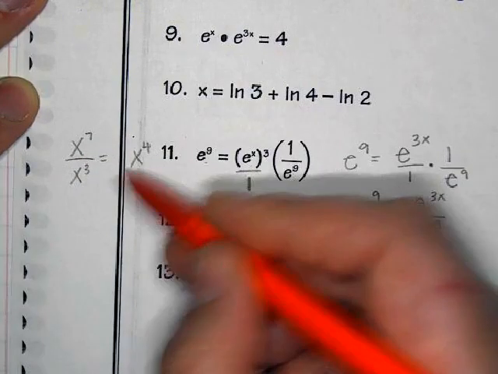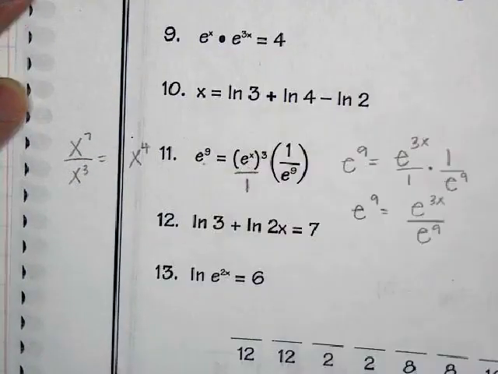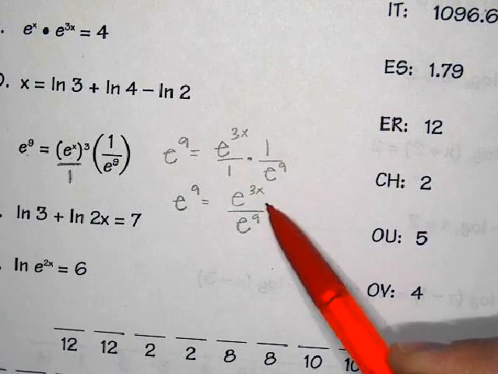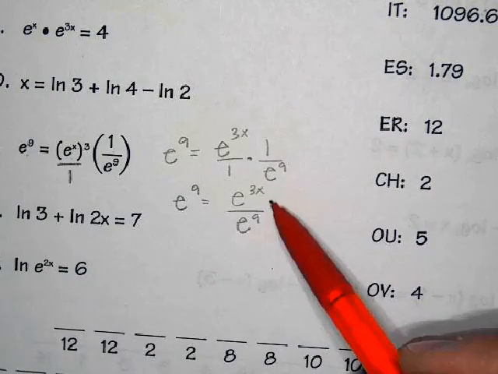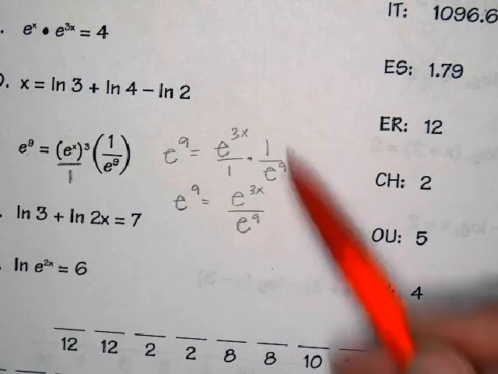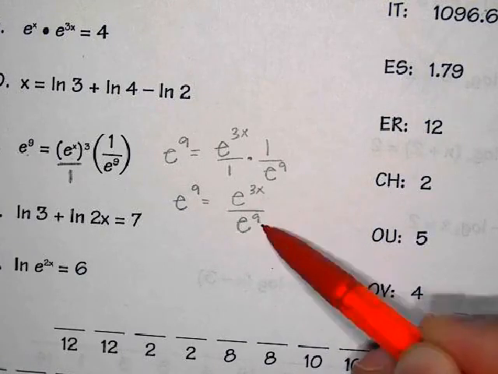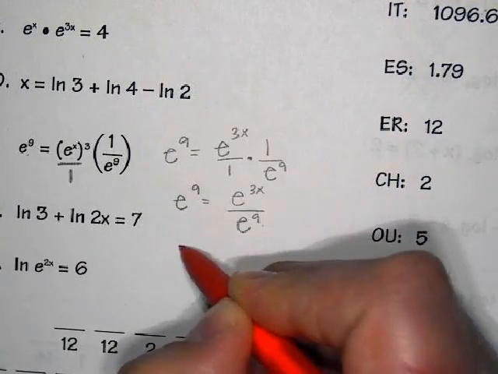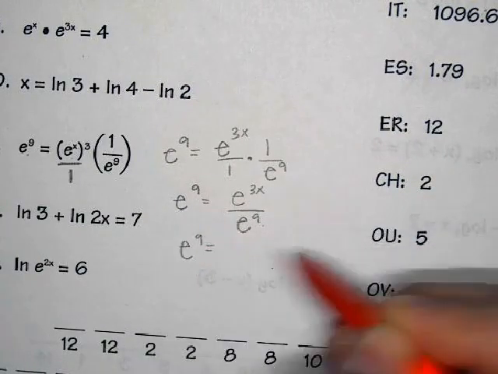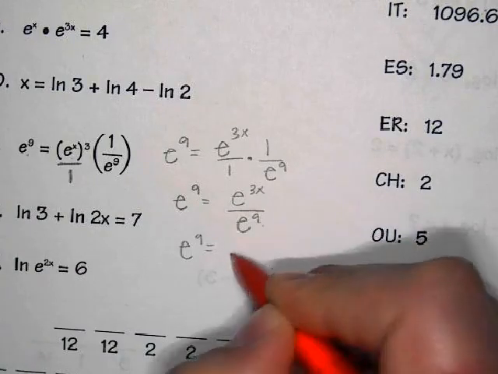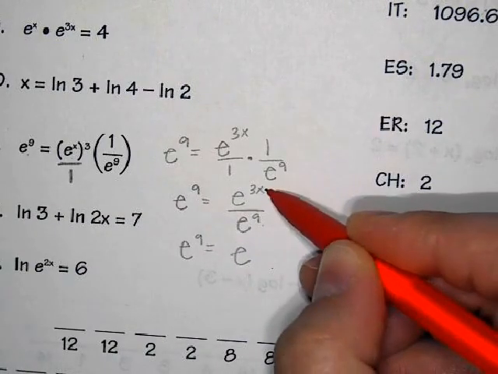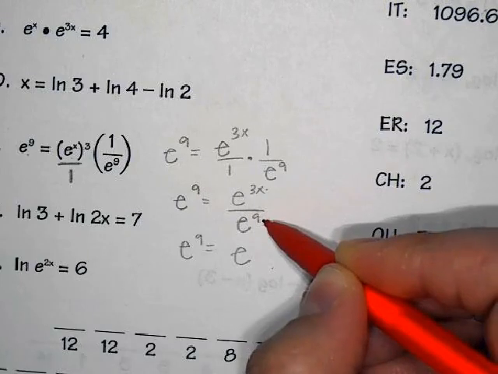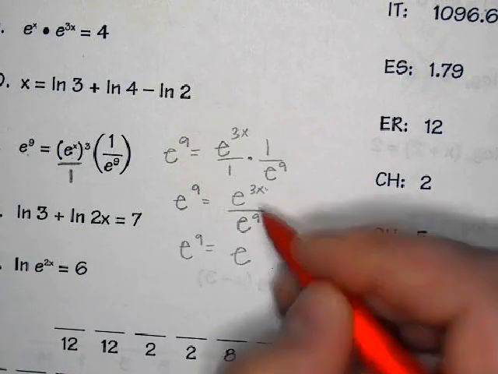When you do something like this, you can't actually say that some of them cancel out. You're just going to do straight subtraction. So when we do subtraction on the right side, on the left side we still have e to the 9. On the right side, we're going to have e to the 3x minus 9. We're going to subtract because the rule for division is subtraction.